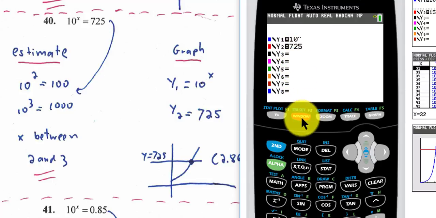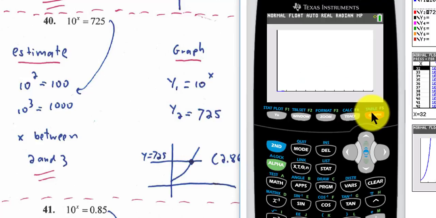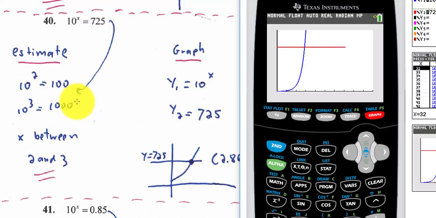Now my window has to change, right? My y max is stopping at 200. So let's make it 1,000. Oops, I'm in the wrong area. Go down to y max. We enter 1,000. We graph. Again, we expect our answer is going to be between 2 and 3, except this time closer to 3, because 725 is closer to 1,000.